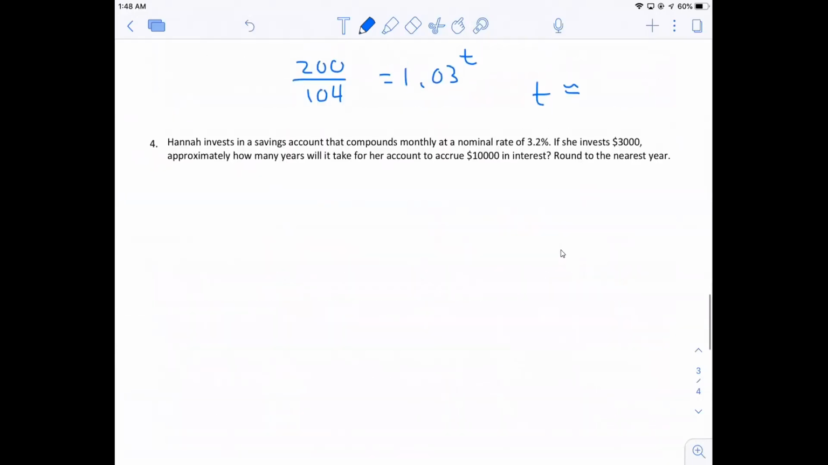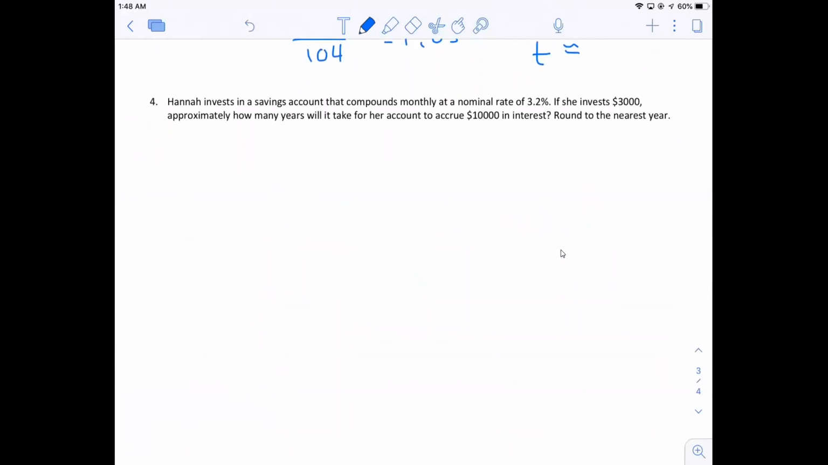And yeah, I will do the last two. Those are a little more interesting. All right, so number 4, Hannah invests in a savings account that compounds monthly at a nominal rate of 3.2%. If she invests $3,000, approximately how many years will it take for her account to accrue $10,000 in interest, round to the nearest year?